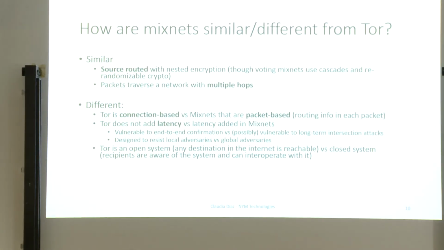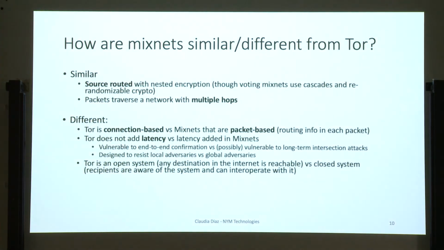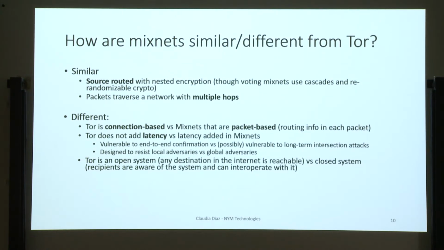So now, how are they different? Tor is connection based. In Tor, you're basically opening a TCP-like channel end to end. You first establish this channel, this circuit, and then you use this circuit for several minutes. It's an interactive, bidirectional, low latency channel. Mixnets are packet based. That means that every packet is routed independently. It means every packet has its own routing information embedded in it. All right, so that's one important difference.